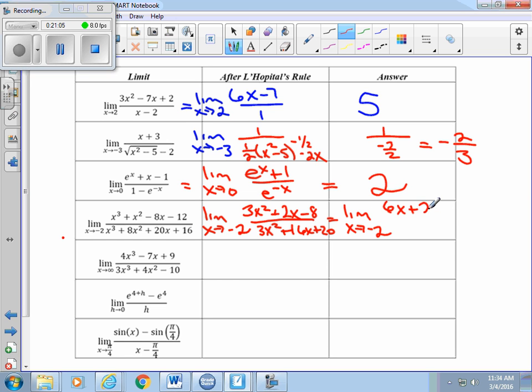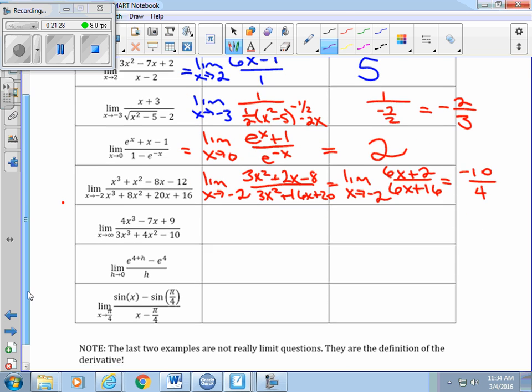6x plus 2 over 6x plus 16. Plug in negative 2. And what do I get? Negative 12 plus 2, so negative 10, over 4, or negative 5 halves. Any questions about that one?